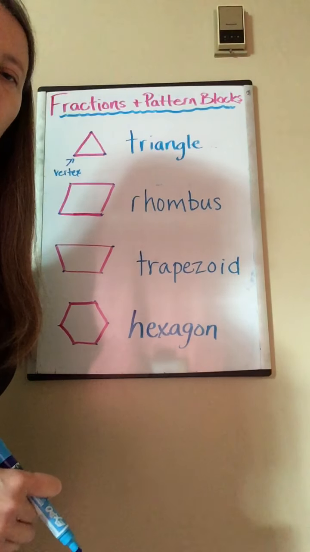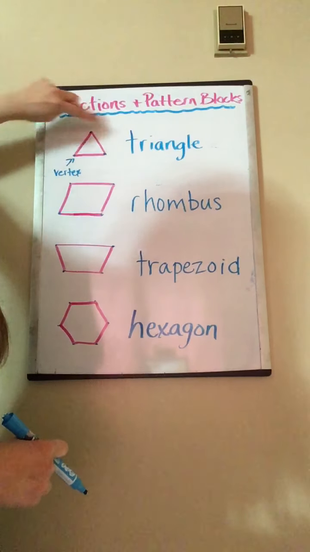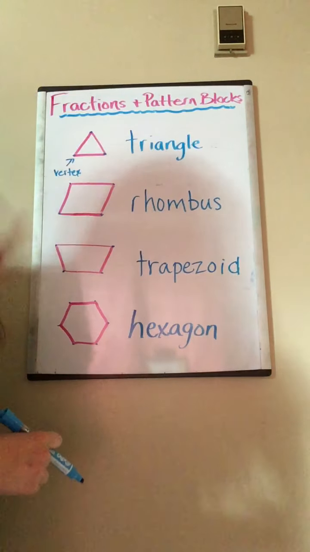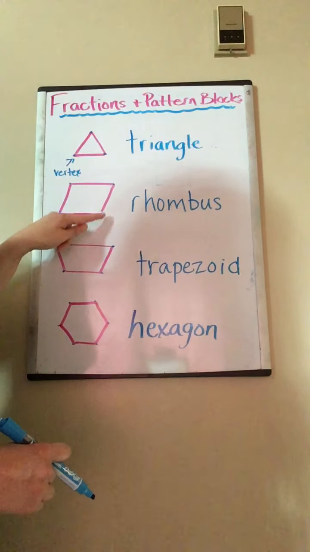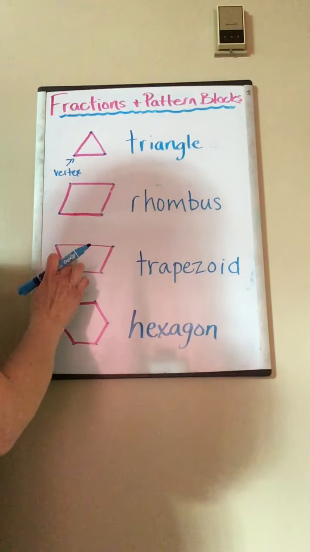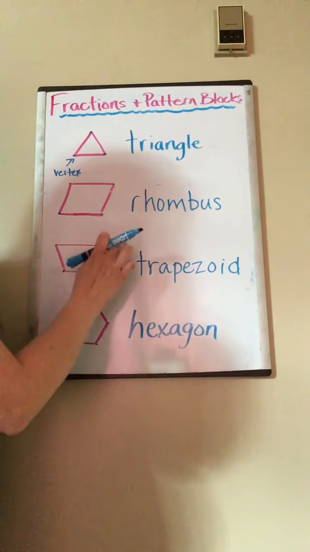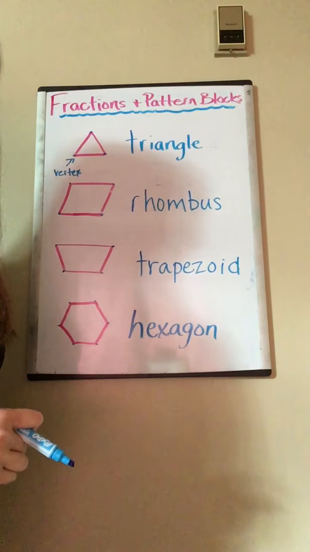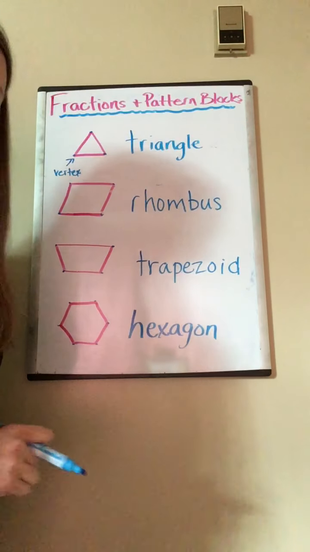Now the really cool thing about geometry is that if a shape has 3 sides, well, guess what? It also has 3 vertices. If a shape has 4 sides, 1, 2, 3, 4, then it also has 4 vertices. Same with the trapezoid. There's 1, 2, 3, 4 sides. Well, guess what? 1, 2, 3, 4 vertices. Same with the hexagon. There's 6 sides, and of course there's 6 vertices.